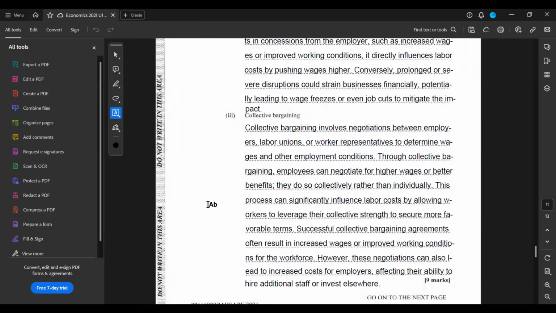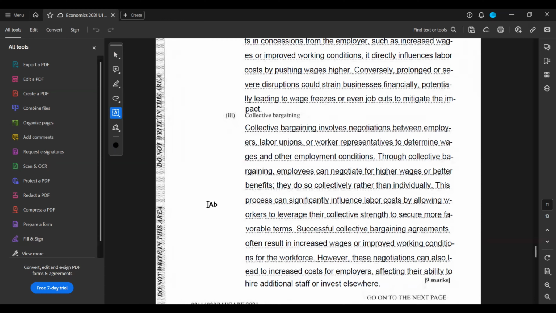Collective bargaining involves negotiations between employers, labor unions, or worker representatives to determine wages and other employment conditions. Through collective bargaining, employees can negotiate for higher wages or better benefits. They do so collectively rather than individually. This process can significantly influence labor costs by allowing workers to leverage their collective strength to secure more favorable terms. Successful collective bargaining agreements often result in increased wages or improved working conditions for the workforce.